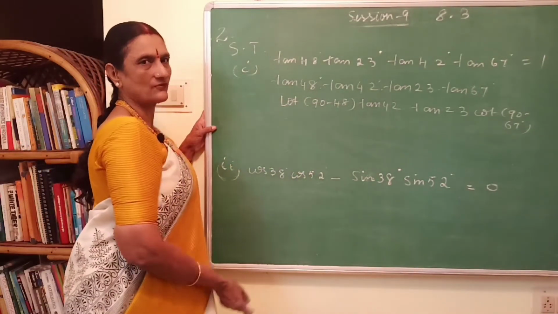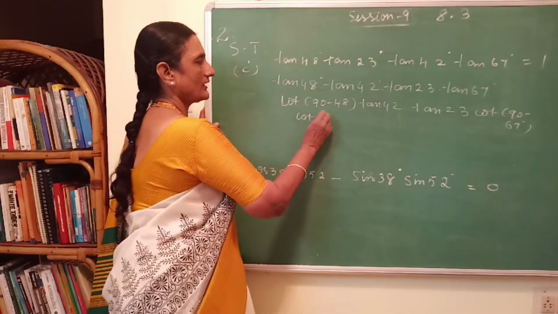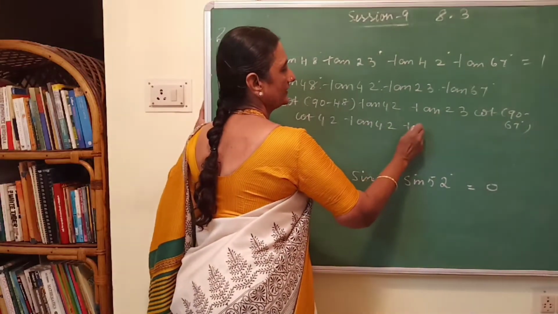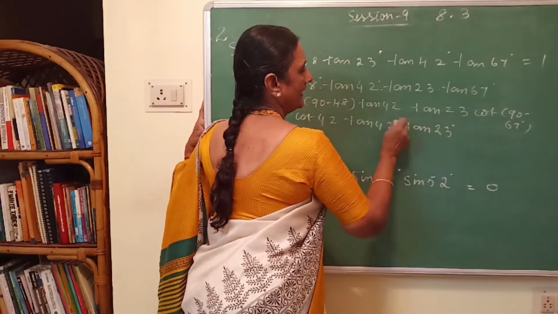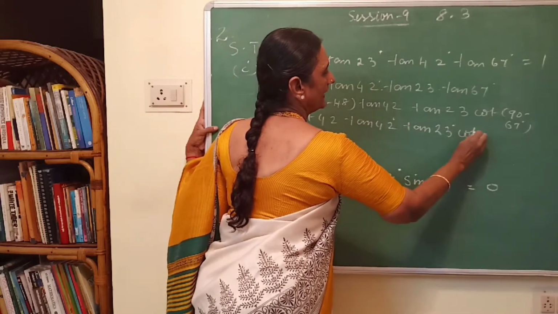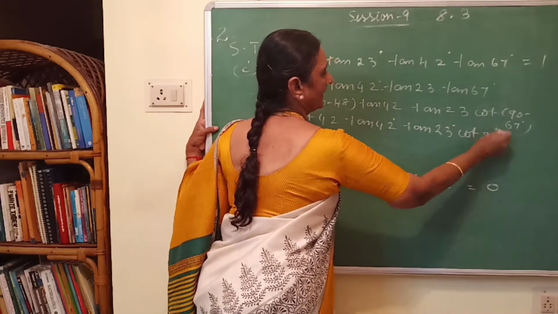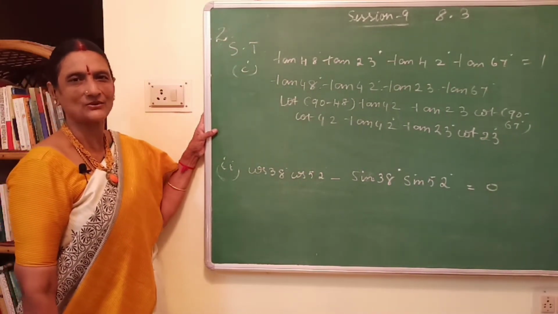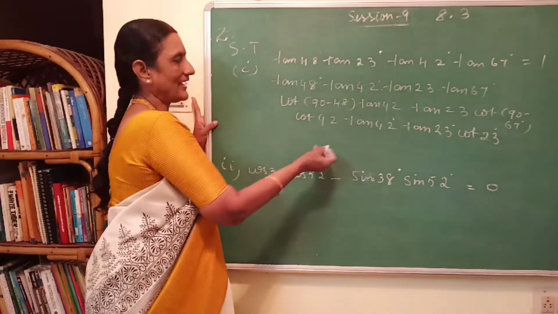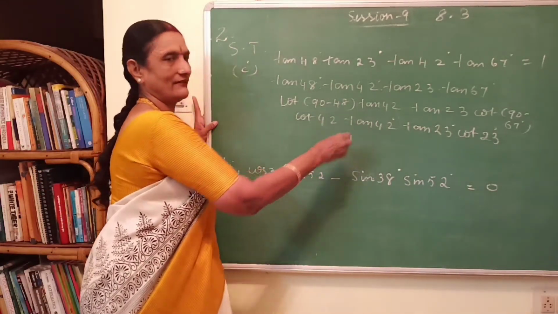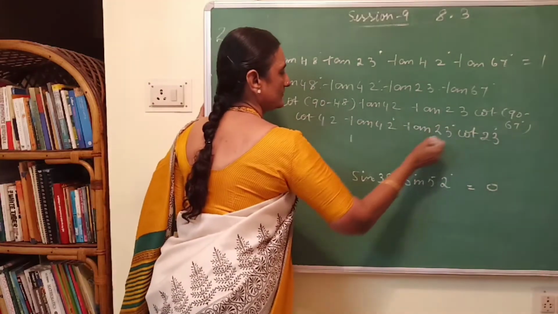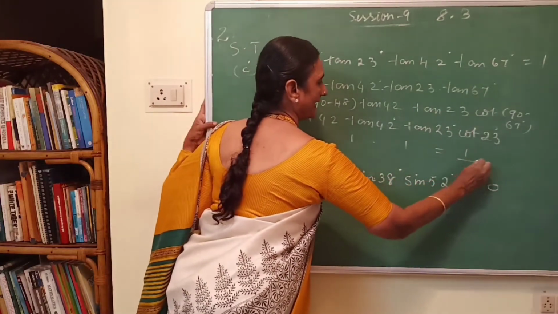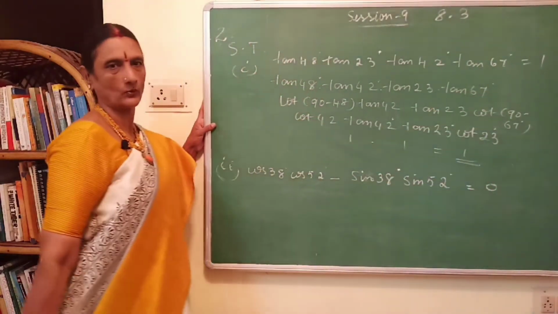Cot of 90 minus 48 gives you cot of 42, and here we have tan of 42 into tan of 23 degrees, and then again cot of 90 minus 67 is 23. Now cot and tan are not only complementary, they are also reciprocals of each other for the same angle. Therefore, this and this will get cancelled, you will get a product 1. This and this will get cancelled, you will get the product as 1. So 1 into 1 gives you the final answer as 1. So the result is proved.